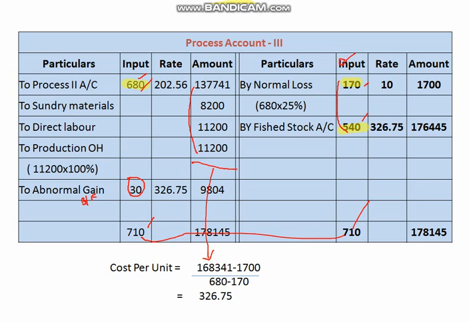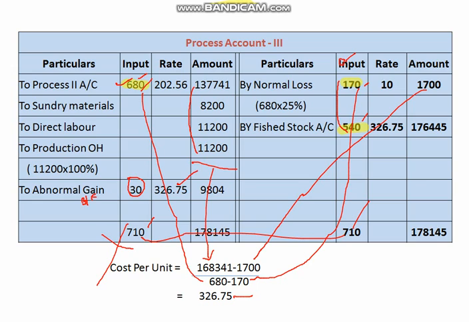Then total cost minus normal loss amount. Normal loss amount is how much? 1,700. And 680 means what? Input total. Don't take this total, 710. Not 710, input is 680. Input means this one at the beginning. So, sorry, 680 minus normal loss units. Normal loss units is how much given? 170. Total cost minus normal loss amount divided by input total minus normal loss units. So we will get 326.25.